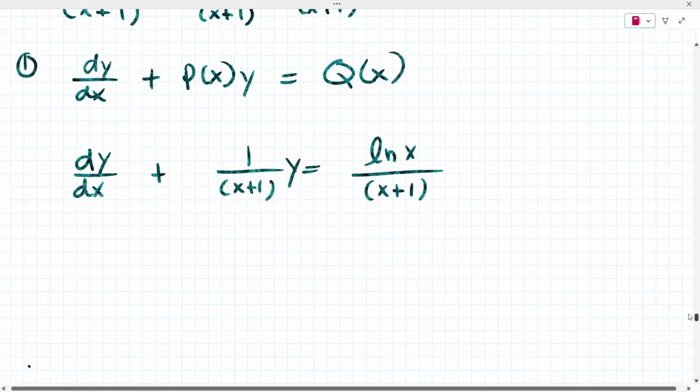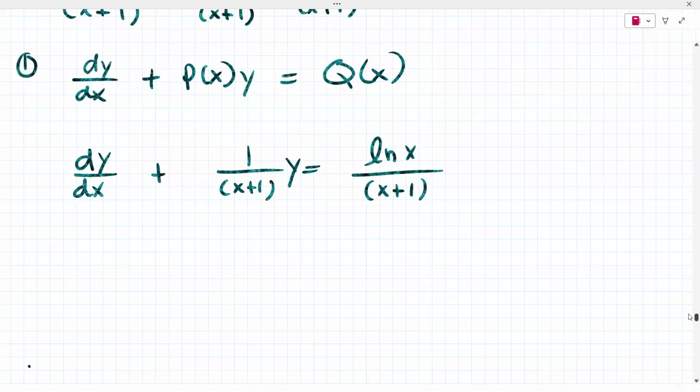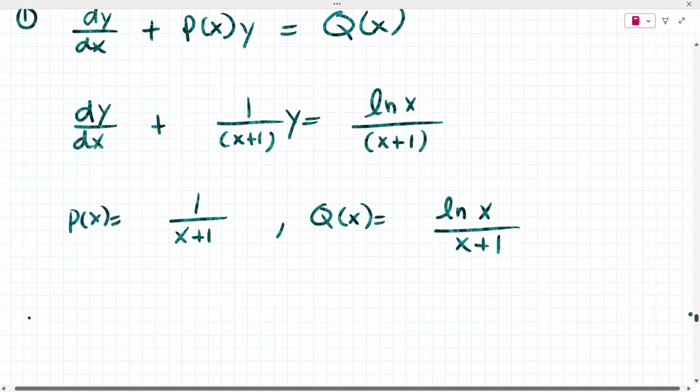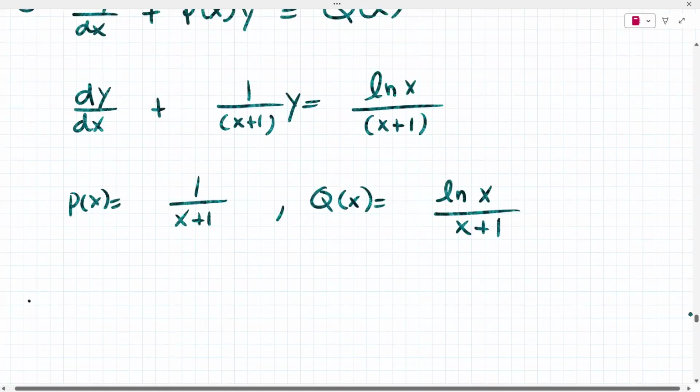Okay, now what we'll do is find our p of x and q of x. So my p of x is 1 over x plus 1. And then my q of x is ln of x over x plus 1, right? So once we've found that, step 2 is find your mu.